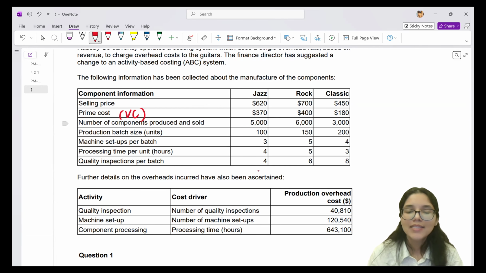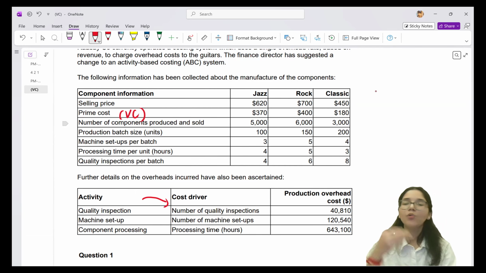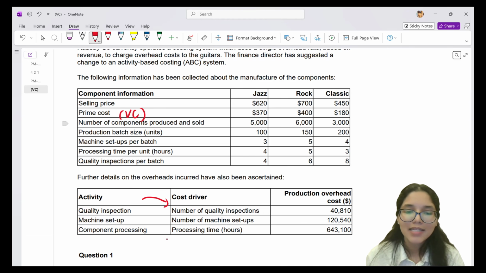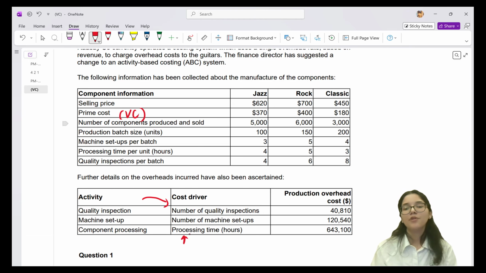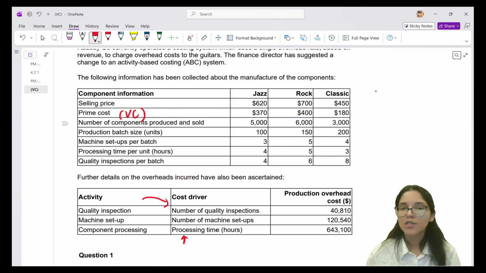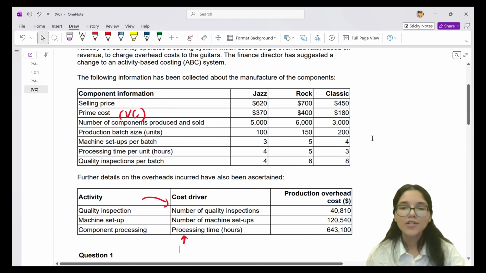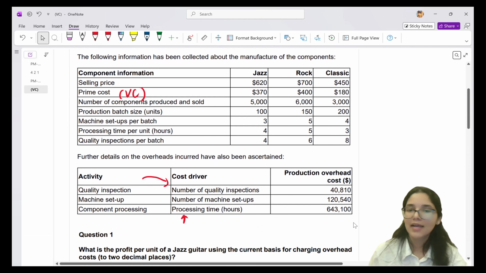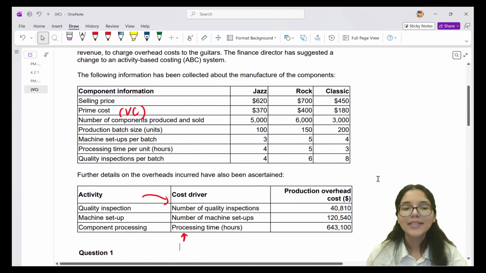Further details on the overheads incurred have also been ascertained. Quality inspection is caused due to the number of inspections. The more inspections we have, more cost is getting incurred. Machine setup is because of the number of machine setups. The more times I set up the machine, more cost I have to incur. Component processing is because of processing time in terms of number of hours. So the more processing time I spend, more money gets spent because of processing. So these are the cost drivers which have also been identified along with the division of the costs that have been incurred. So far, this is the case study.